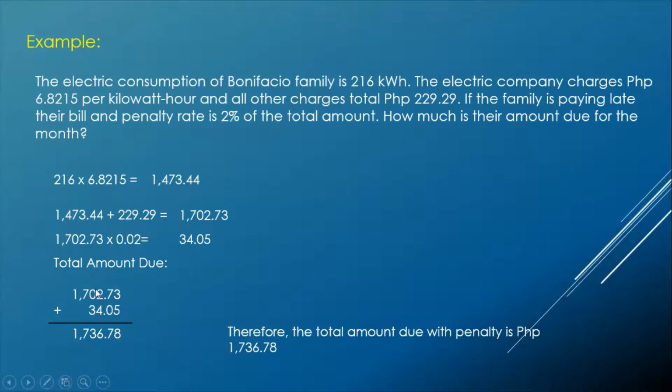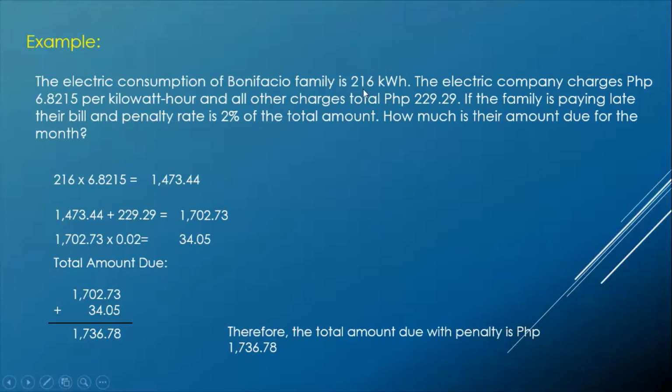Okay, so once we already find out the 2% of 1,702.73, we will add it to the total amount. So 1,702.73 plus the penalty, which is the 2%, and that is the 34.05. They got now the total amount due, which is 1,736.78 pesos. So therefore, the total amount due of the Bonifacio family for the month is 1,736.78 pesos.